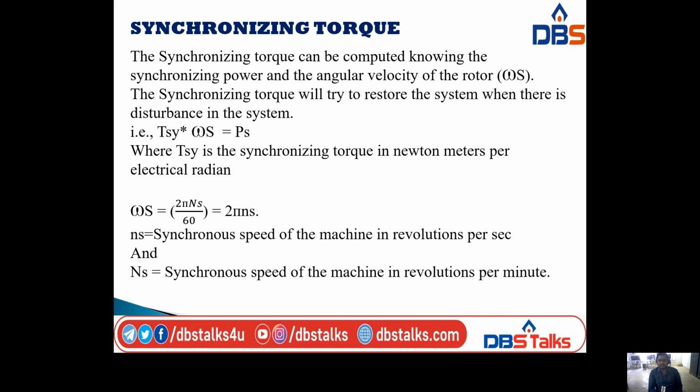Omega s, that is the angular velocity of the rotor, that is omega s is equal to 2 pi ns by 60. Okay, 2 pi ns by 60. So this one can also be written as 2 pi into ns, that is, small ns is the synchronous speed of the machine in revolutions per second, and capital NS is the synchronous speed of the machine in revolutions per minute.